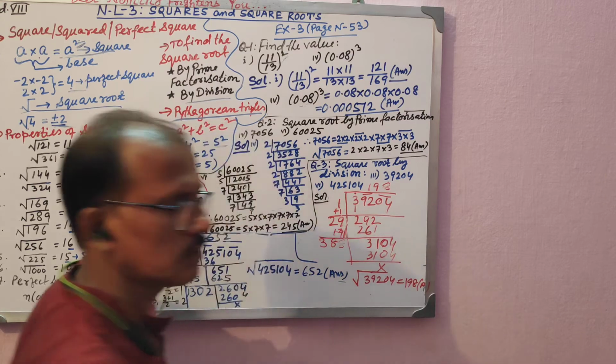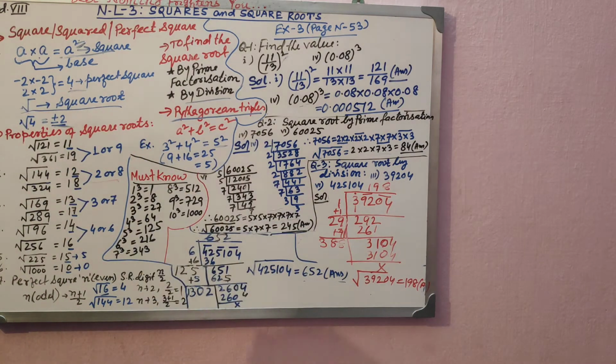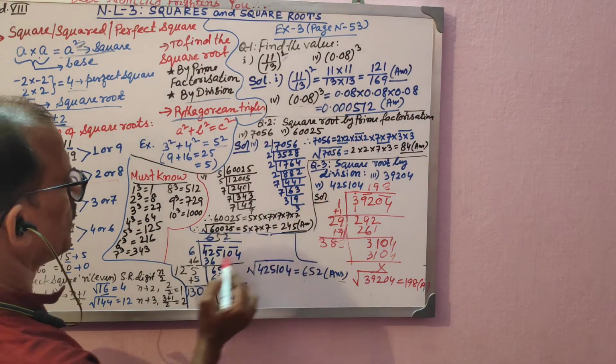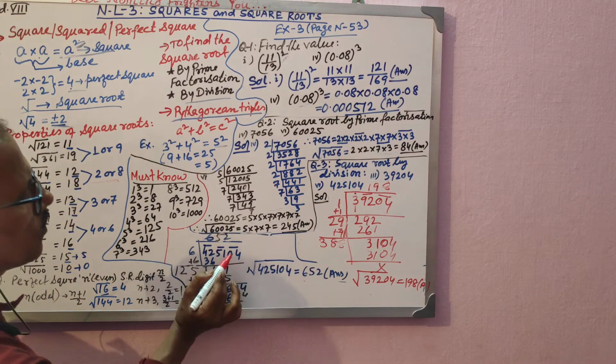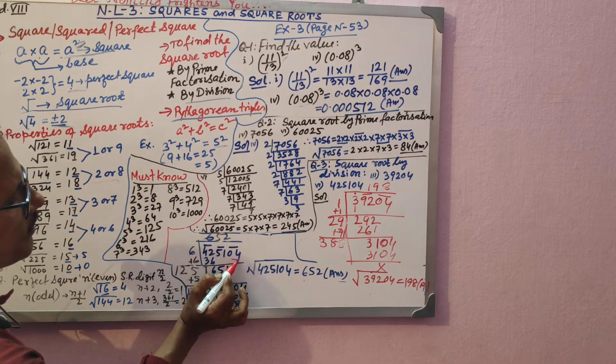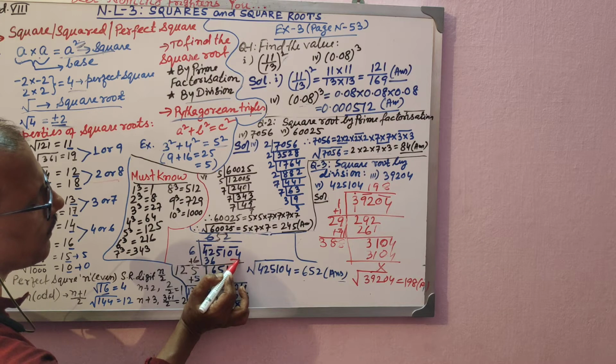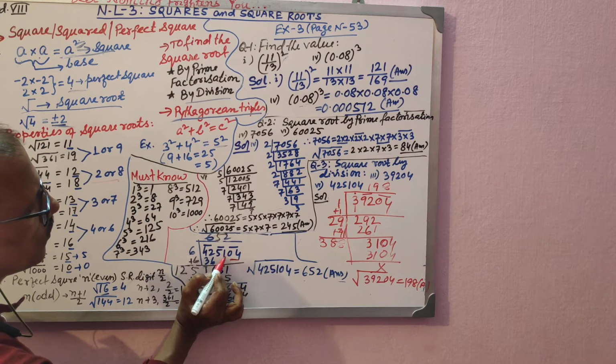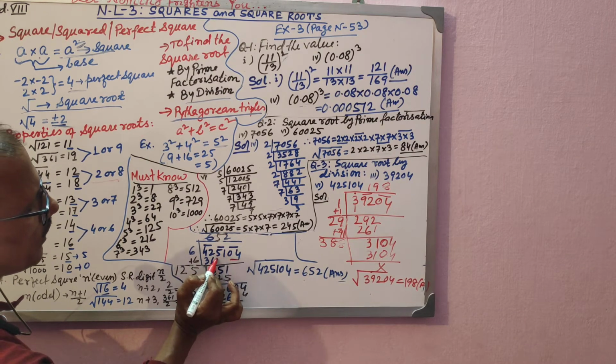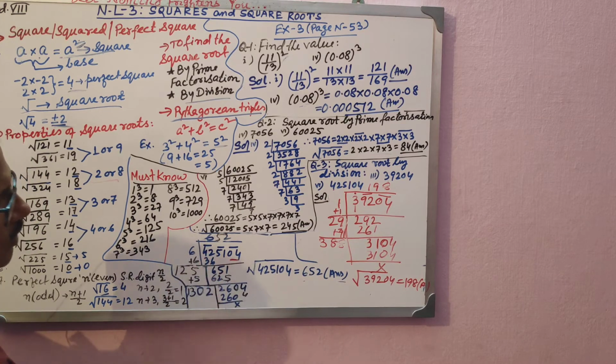I hope you have understood it. So I will take another example. Here I have taken this number 425104. I have made groups of the numbers in pairs from right to left. 04, over that I have put a bar. 51 I have put a bar. 42 I have put a bar.